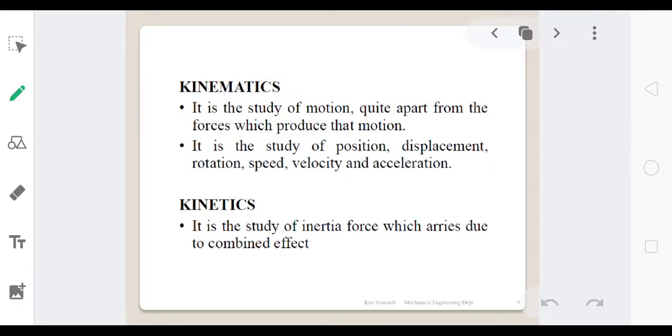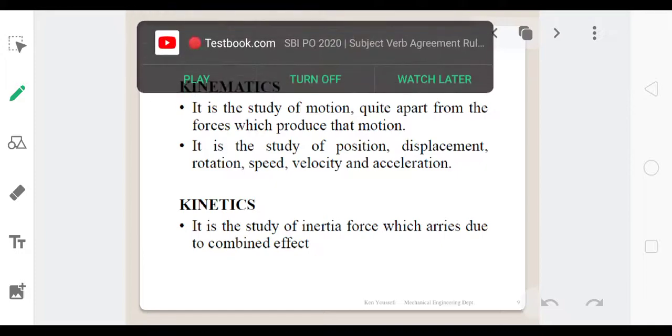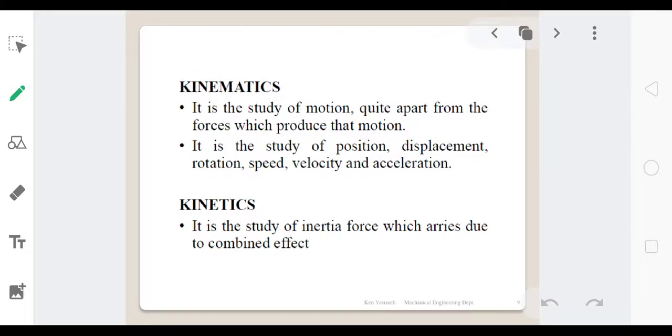Kinematics. So what is kinematics? It is the study of motion quite apart from the forces which produce that motion. It is a study of position, displacement, rotation, speed, velocity and acceleration. So kinematics deals with any object which is in motion. If you want to find out the position, displacement and the acceleration for that object, then we use the concept of kinematics.